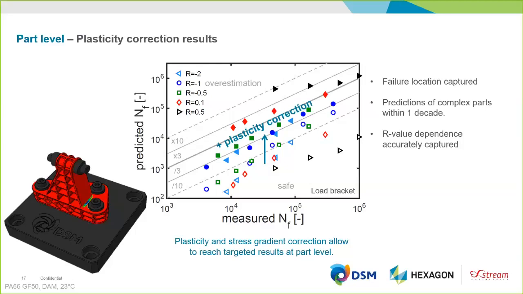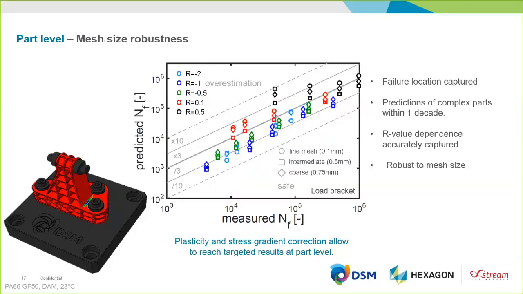So I want to cover one more item, which is also an important and rather practical one, and that has to do with the mesh size robustness. So we modeled this part with 3 mesh sizes, and then especially did some fine meshing at those failure locations. And we had an original mesh, which we call here intermediate, with a mesh size of 0.5. We made a coarser one with a mesh size of 0.75 millimeters, and a really, really fine one with a mesh size of 0.1 millimeter.